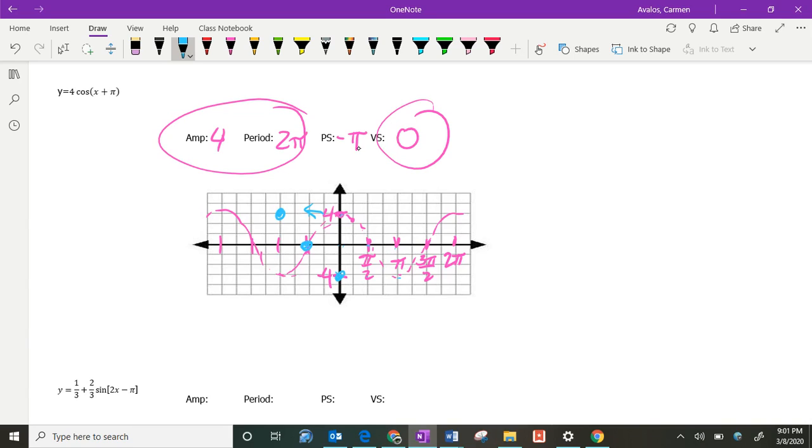So once you start getting a hang of it, you know where the rest of it is going to be. And so then you have this, and then you have that. So it's going to look like this. And so that has been shifted. Everything has been shifted over pi. So everything has been shifted to the left by pi.